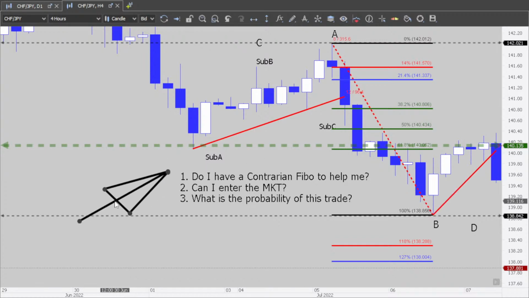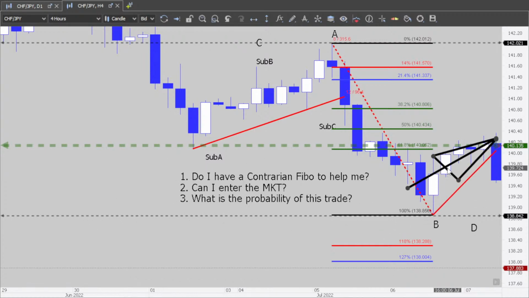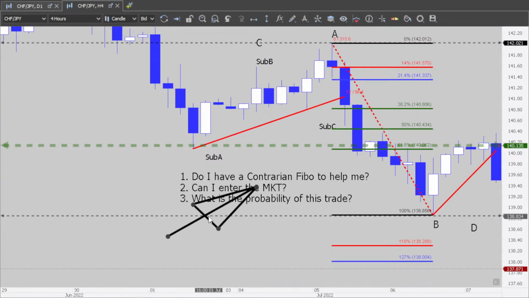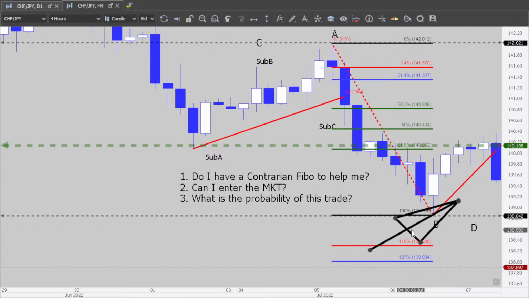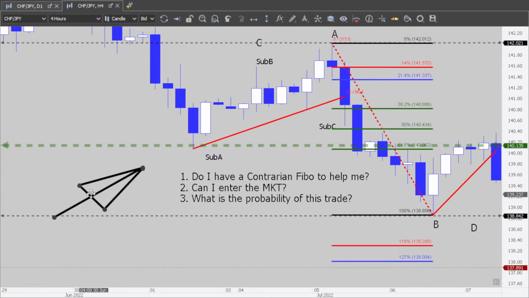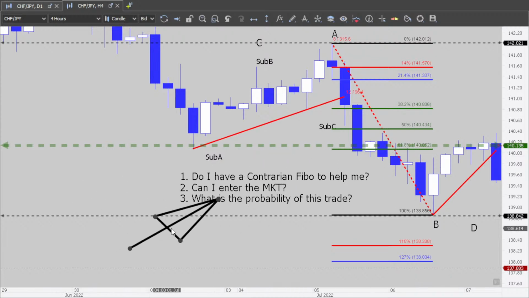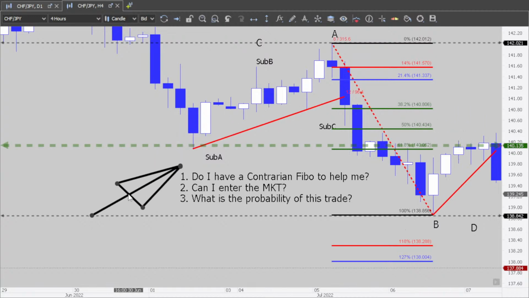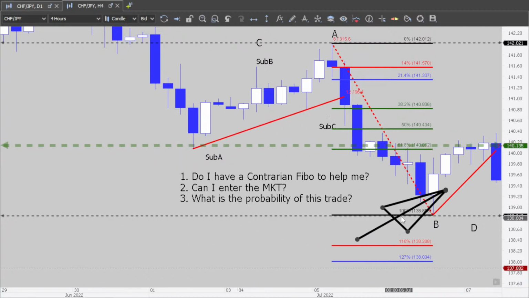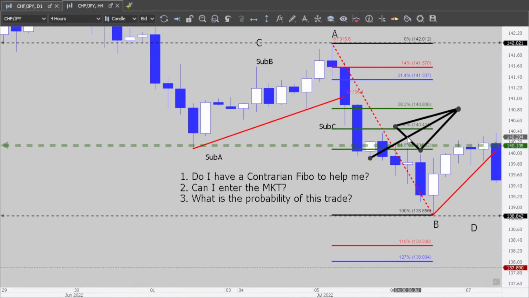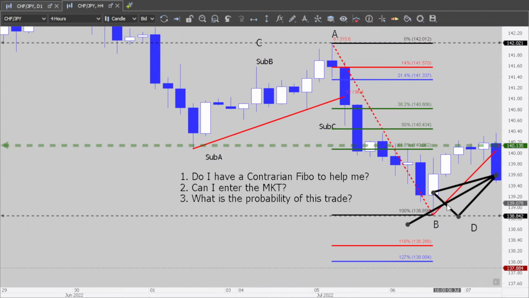Dancy says, number one, do I have a contrarian? No. Correct. Number two, can I enter? Yes, I can. Number three, what is the probability? 50%. Somebody's asking, and it's a fair question: how do you know that it's 50% if you don't have the contrarian? Answer: exactly because we don't have the contrarian, we cannot measure it. Make sense? This is why this is 50%.